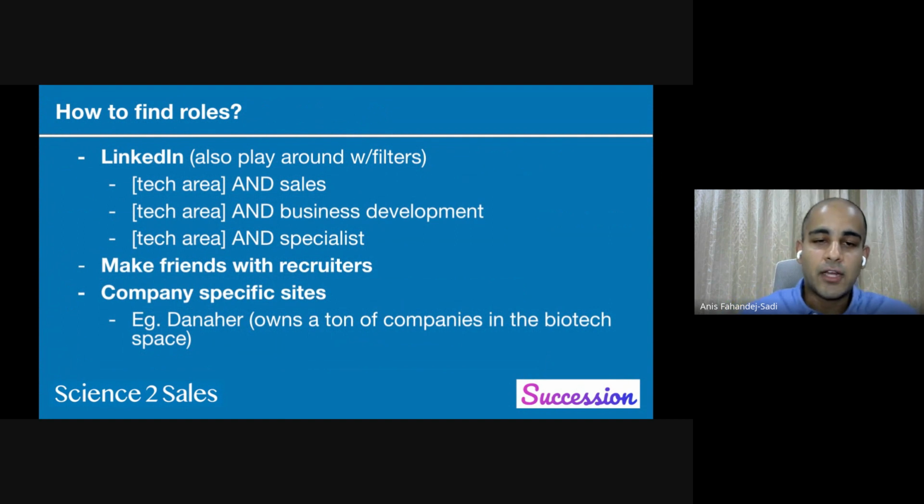Okay, so how to find roles. This is pretty straightforward in a way. So LinkedIn, go on LinkedIn, type in tech area and then sales. So an example would be cell therapy and sales. You're using Boolean logic, cell therapy and business development. This will bring up a bunch of potential options. Play around with the filters.